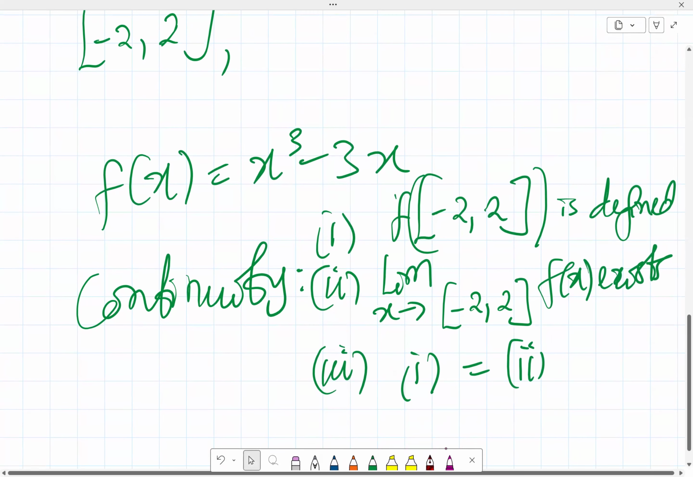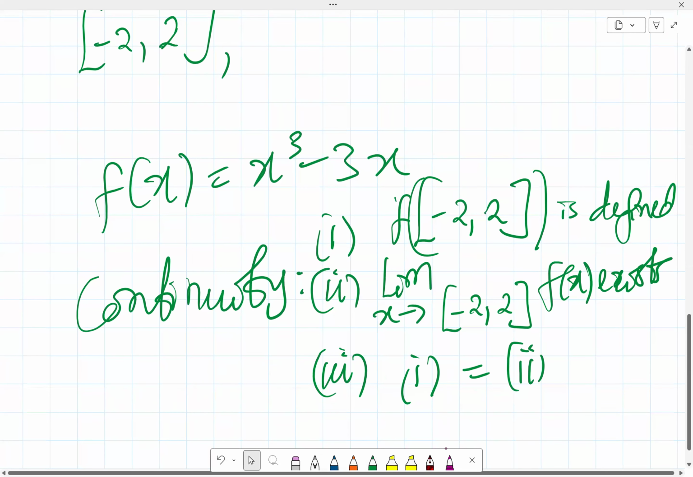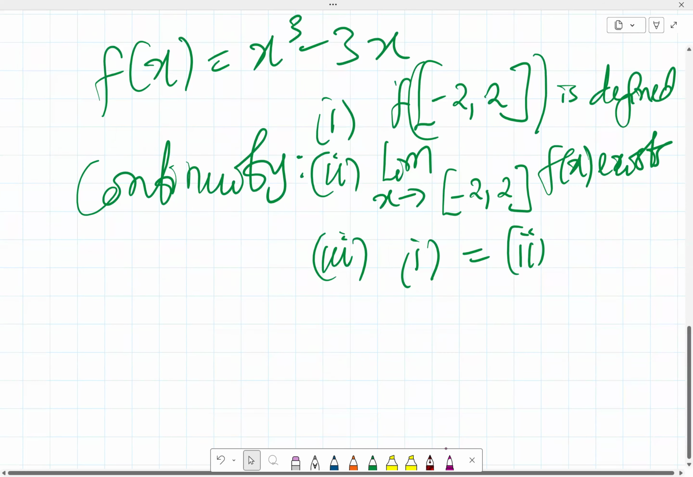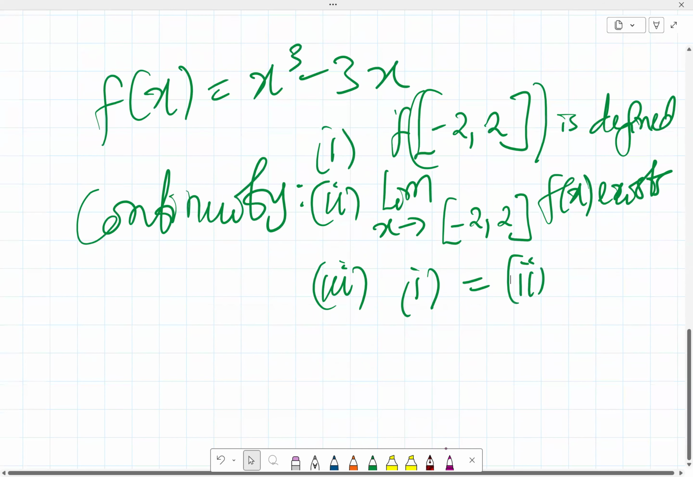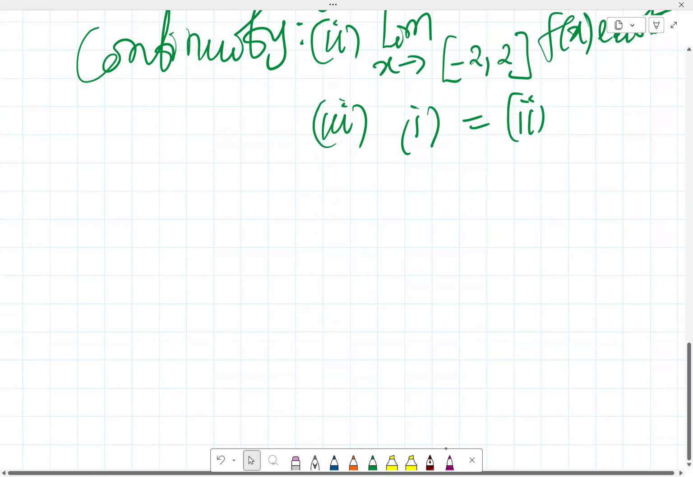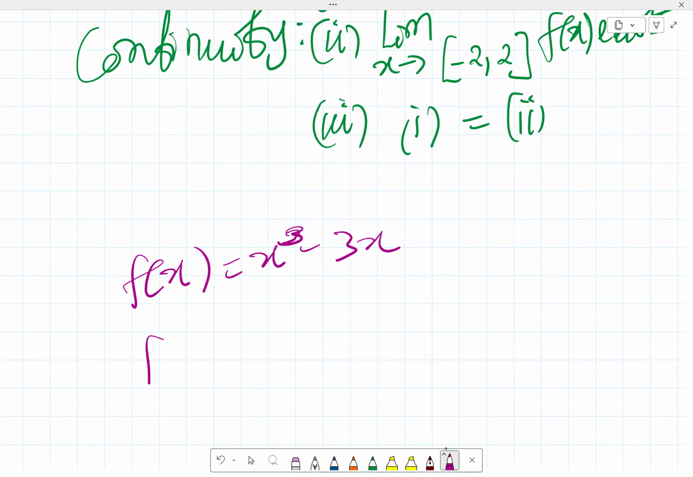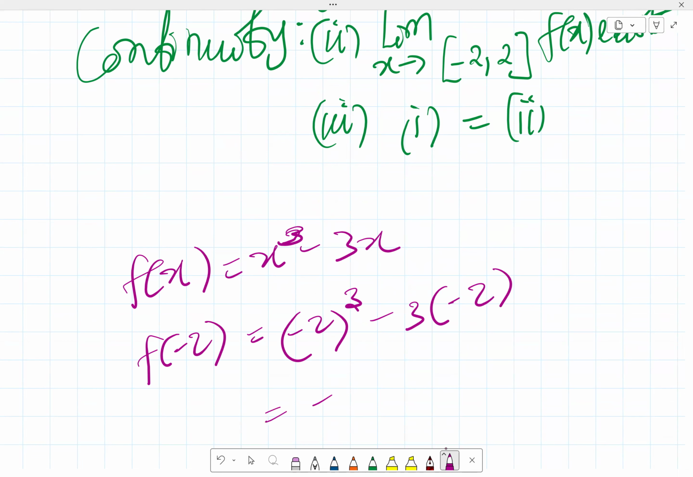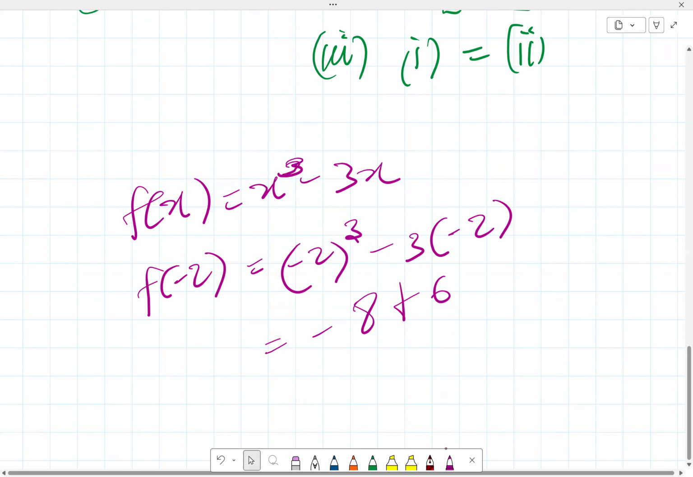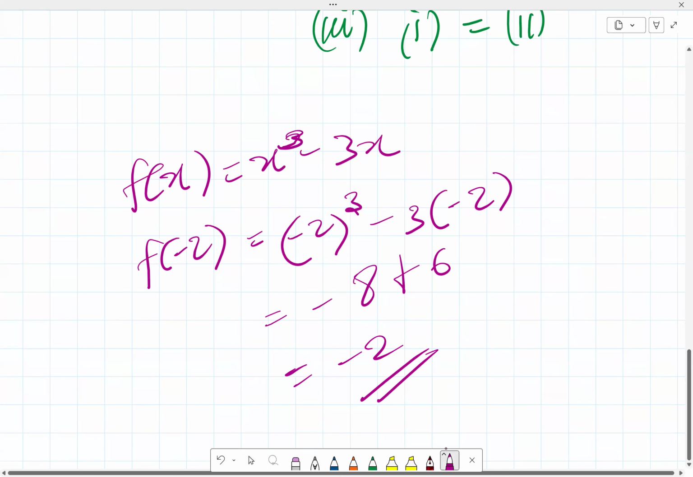So in this case now, let's switch gear. Like I said, I'm going to pick -2, 0, and 2, just spread over like that. So for f of x equals x cubed minus 3x, let's look at the definition part now. We have f of -2, that is -2 raised to power 3, minus 3 into -2, so that is -8 plus 6, which is simply -2.